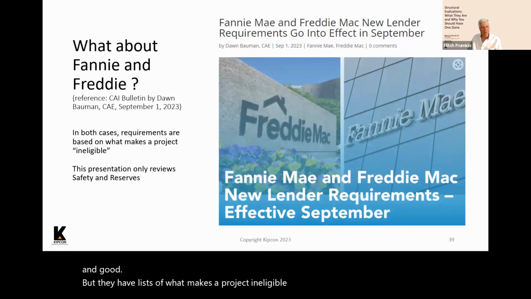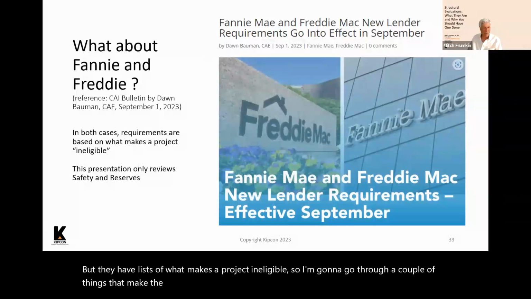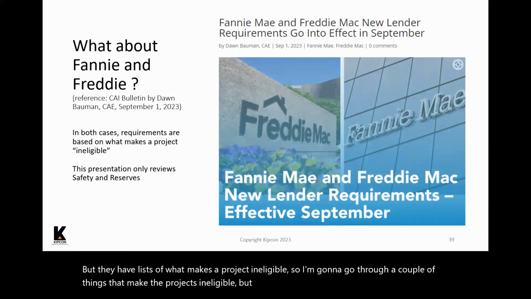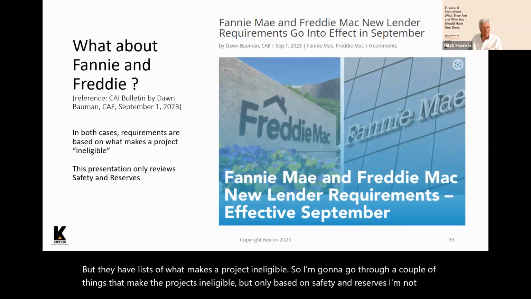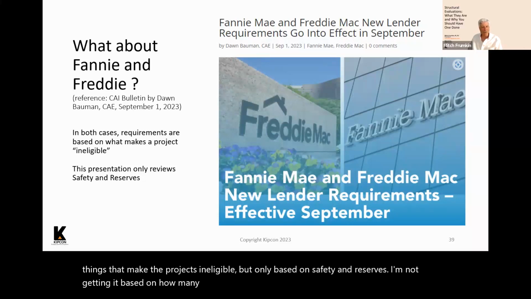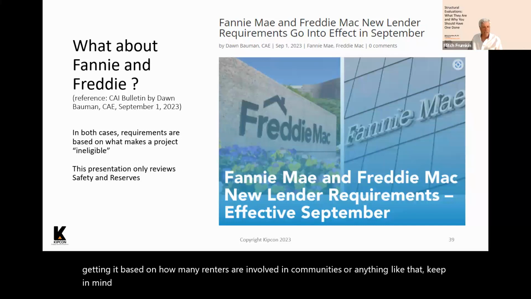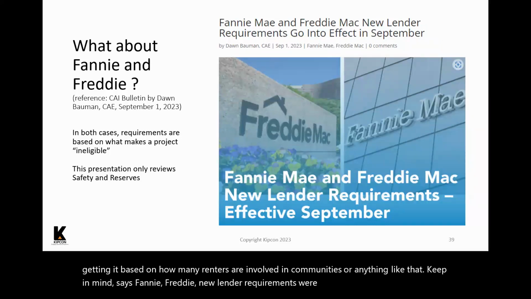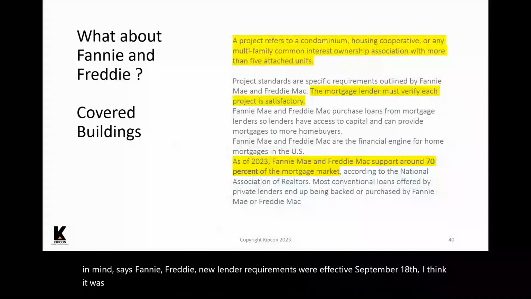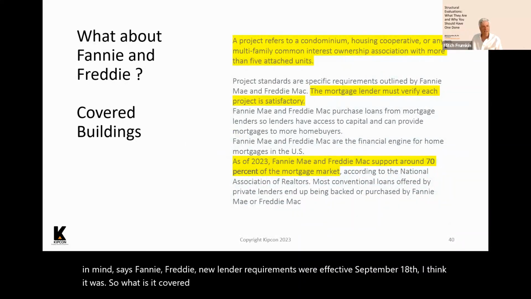So I'm going to go through a couple of things that make projects ineligible, but only based on safety and reserves. I'm not getting into how many renters are involved in communities or anything like that. Keep in mind, the new Fannie Freddie lender requirements were effective September 18th, I think it was. So what is a covered building when you're talking about Fannie and Freddie?